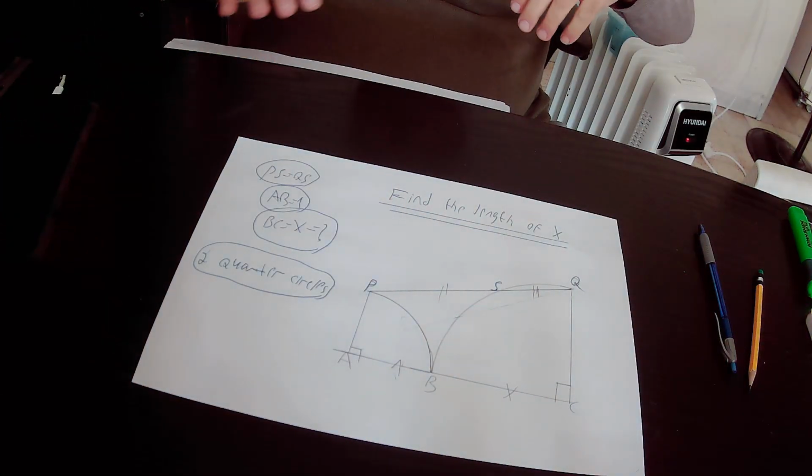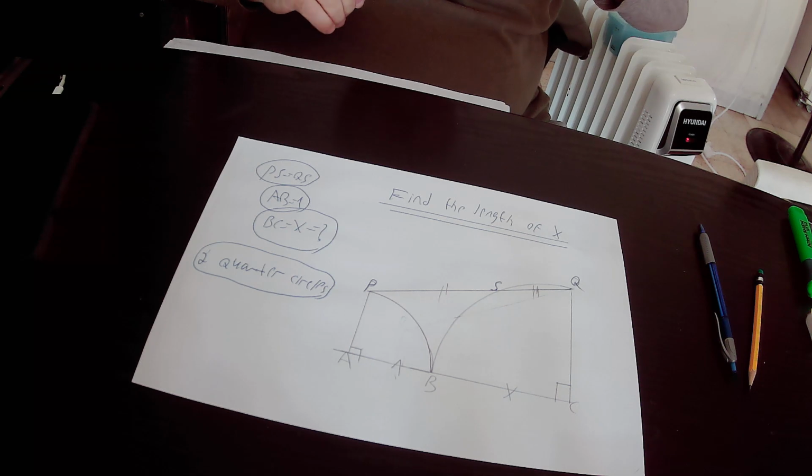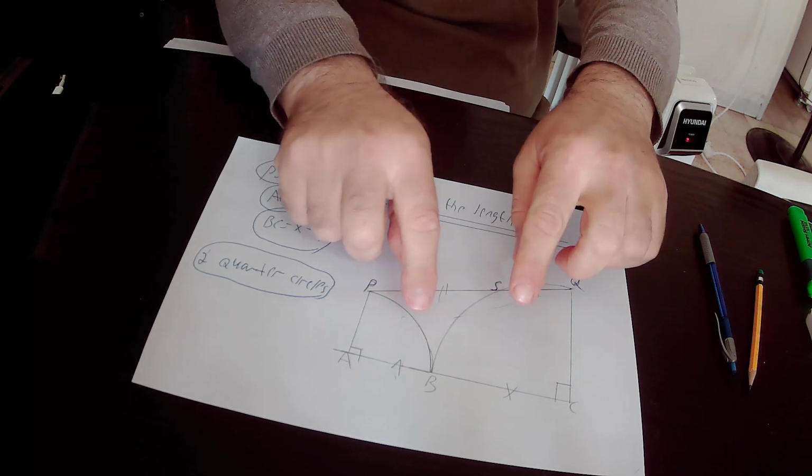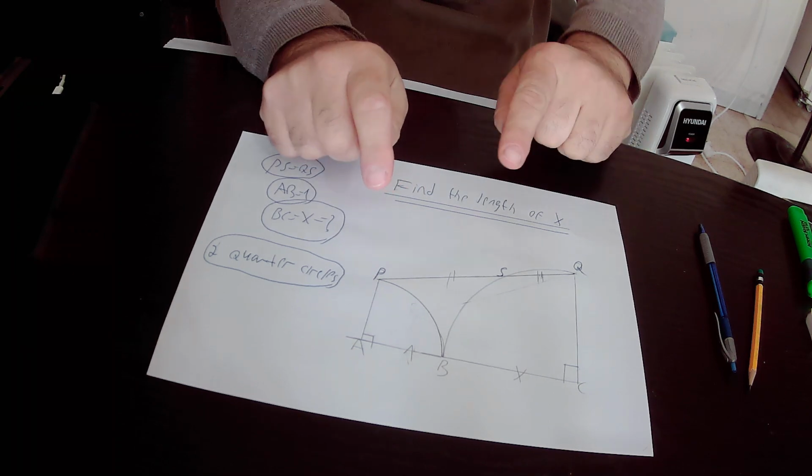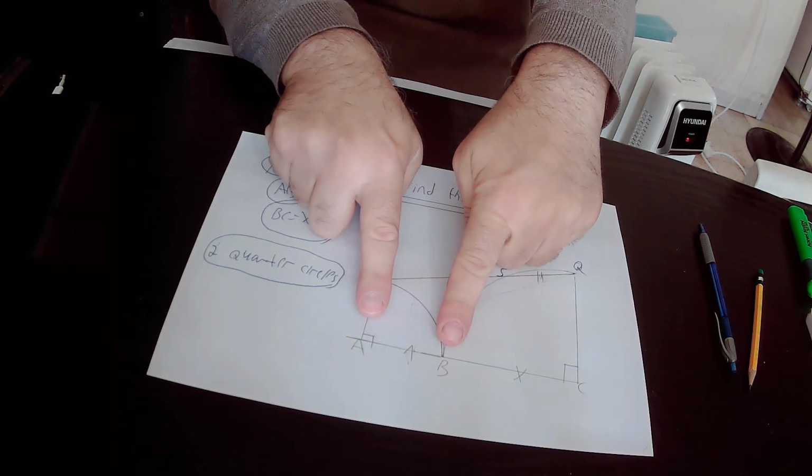In this lecture we'll find out the length of line segment X. In the drawing we have two quarter circles. Those two quarter circles touch each other here at point B. In addition, you know that line segment AB equals 1 unit in its length.